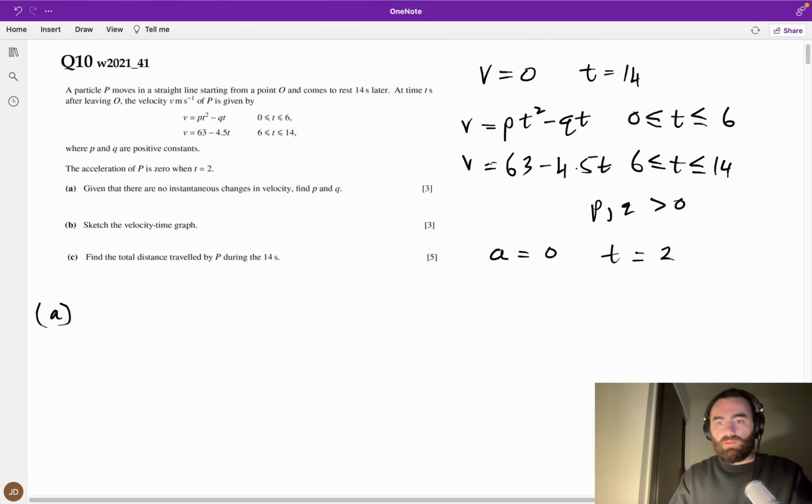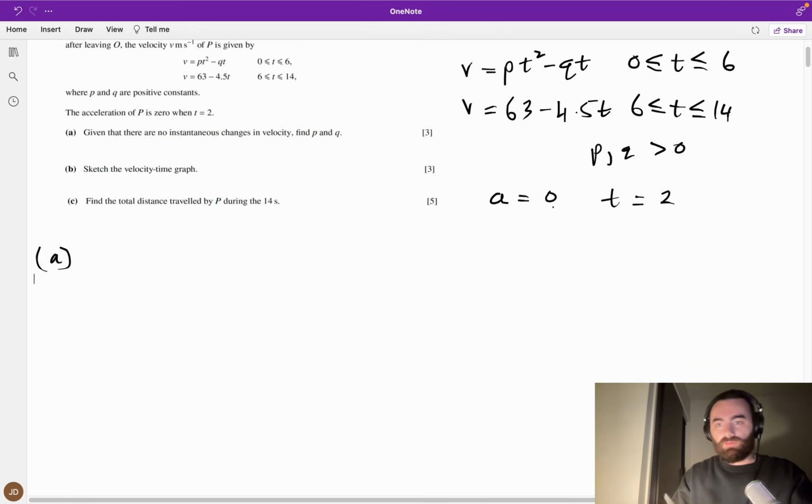What that tells us is that when we're changing between these two shapes of its motion, the velocity of this part at 6 will equal the velocity of this part at 6. That's what it means. There's no instantaneous change. It doesn't just jump from one value to another. Obviously, if we want to find two unknowns, we need to set up two equations relating those two unknowns, and then we can find them.